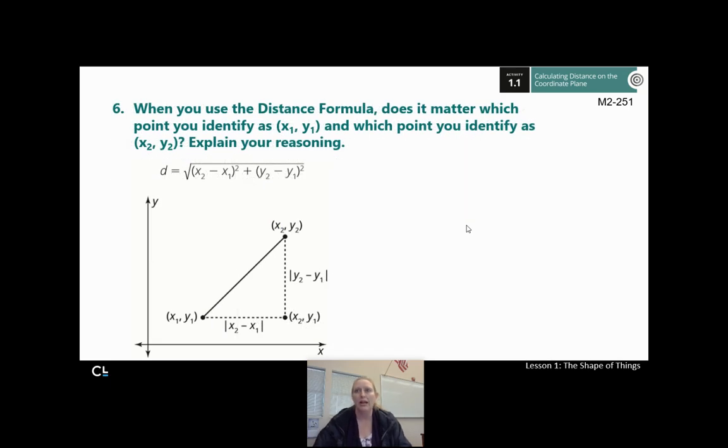So the question I have for you, just to start us thinking about this distance formula: when you use the distance formula, does it matter which point you identify as your first point and which point you identify as your second point? Explain. Go ahead and hit pause, jot down your thoughts on that, and then hit play to keep the discussion going.